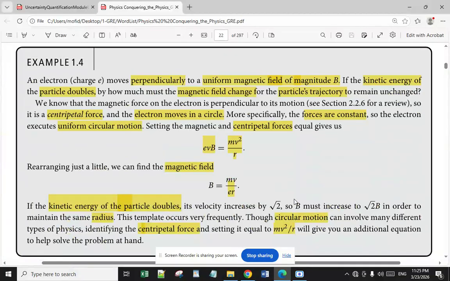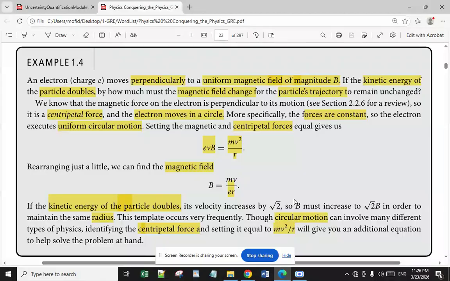An electron with charge e moves perpendicularly to a uniform magnetic field of magnitude B. If the kinetic energy of the particle doubles, by how much must the magnetic field change for the particle's trajectory to remain unchanged? We know that the magnetic force on the electron is perpendicular to its motion. See section 2.2.6 for a review. So it is a centripetal force and the electron moves in a circle. More specifically, the force is constant, so the electron executes uniform circular motion.